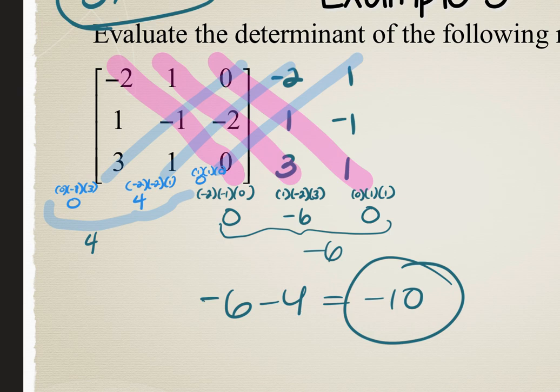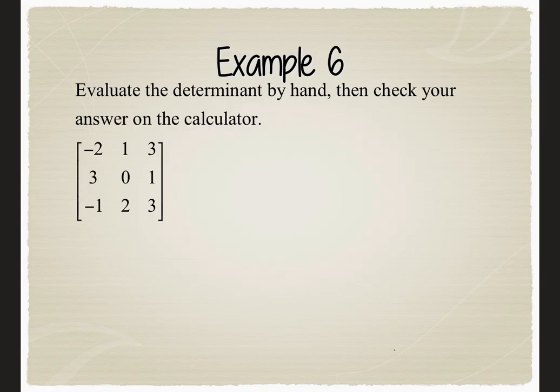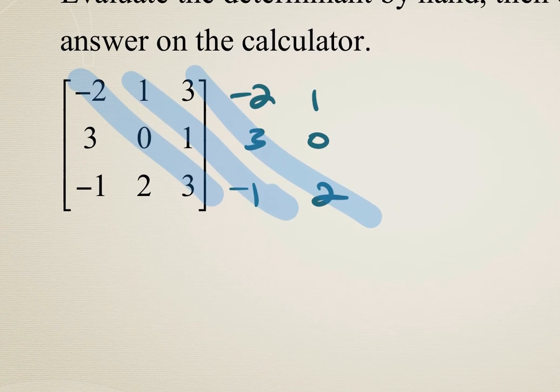Okay, so we're duplicating the first two columns. So negative 2, 3, negative 1, 1, 0, 2. Then we do these diagonals first. So 2 times 0 times 3, 0. 1 times 1 times negative 1, negative 1. 3 times 3 times 2, 18. And add them up. Positive 17.